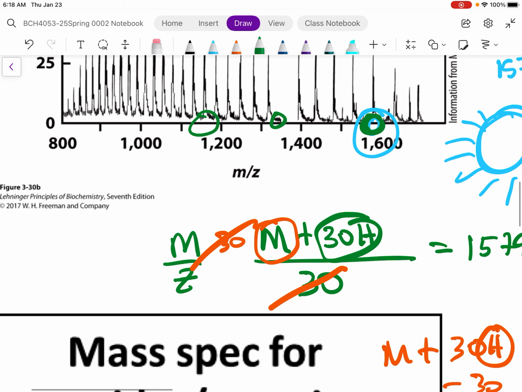And then it gets more complicated because sometimes it's not 30 protons that have been added on. It's going to be sodium or whatever salt's present. And so what is sodium? It's like 30 mass units? I can't remember. So your protein is now going to be 30 mass units larger than what it should be. But for our purposes, we're just going to think protons, just hydrogens. Any questions up to this point?